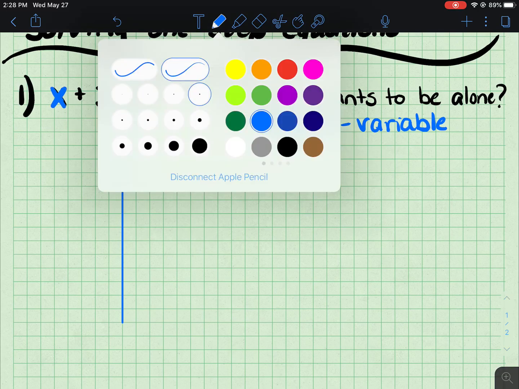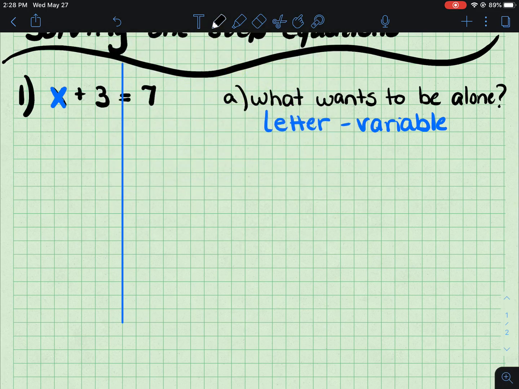Now, the next question I ask myself, and this may not seem important right now, but later in the unit, it's going to be important. What is the variable? And the reason it's going to be important is later we're going to have more than one variable. We're going to have to be able to solve with all kinds of letters, and we need to know which letter wants to be alone, which variable wants to be alone. Now this one is kind of obvious because there's only one letter, and so the answer to that is X.